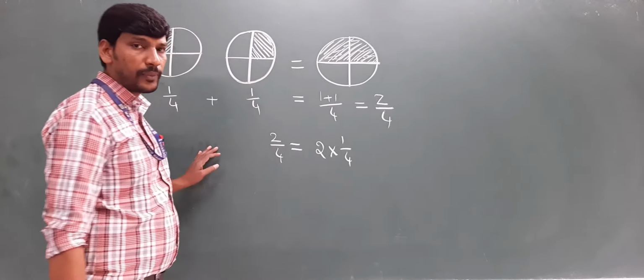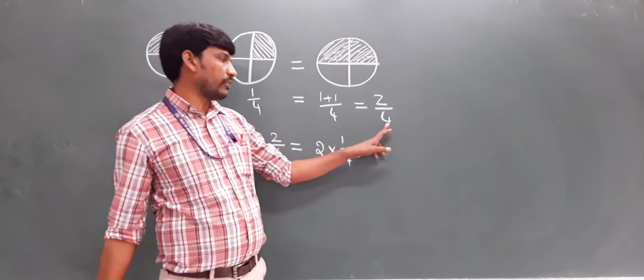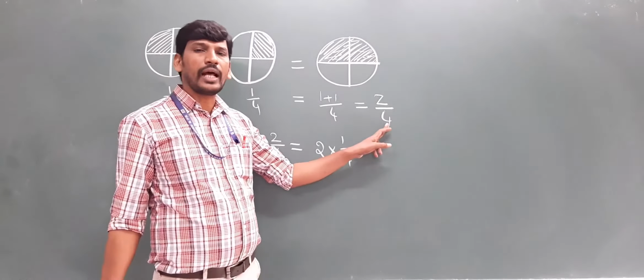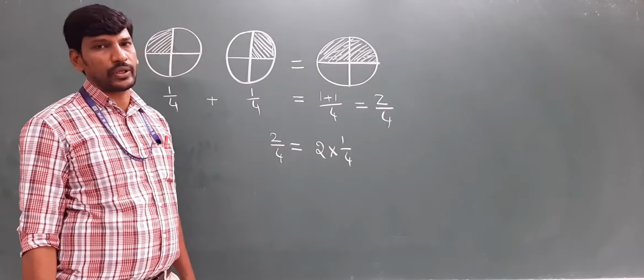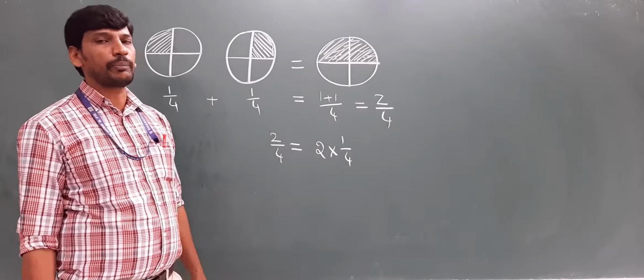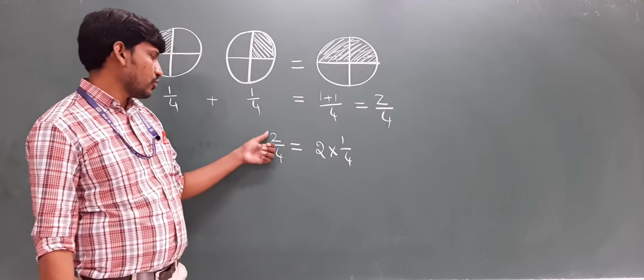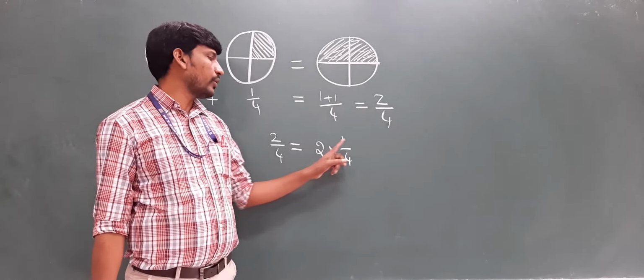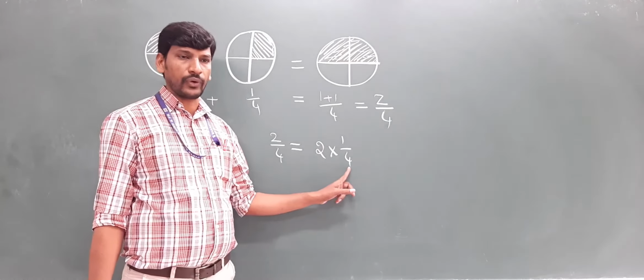What am I doing here? First I am adding these two fractions. I got the answer 2 by 4. Why only add? By using multiplication also we can find it out. So how do we multiply a fraction with a whole number? See, 2 by 4 is equal to 2 into 1 by 4.